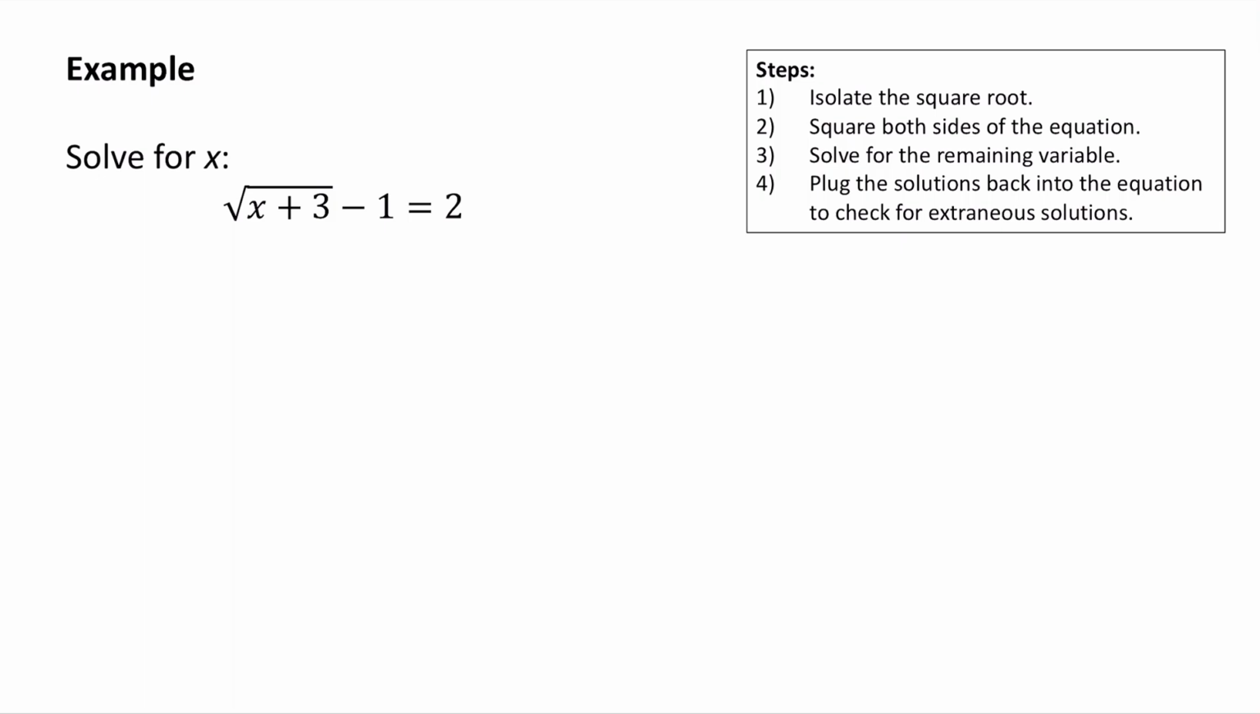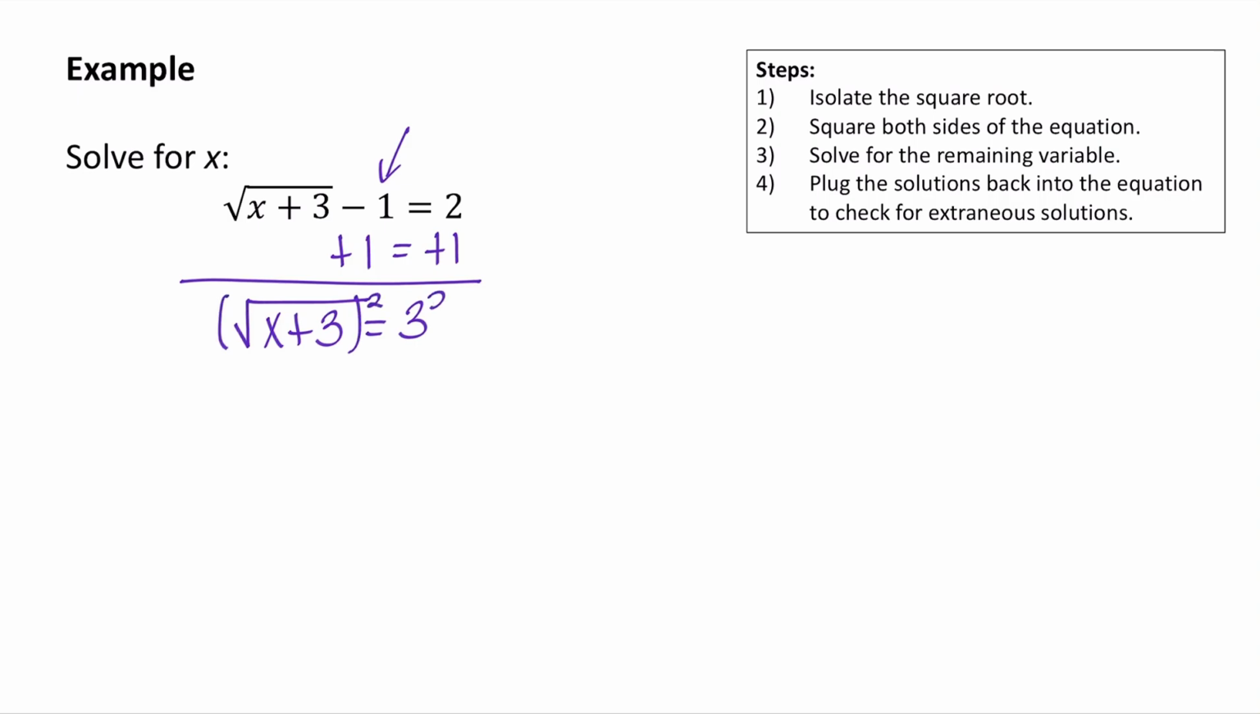Now let's try solving this equation for x. Notice that in this problem, the square root is not by itself. There's a minus 1 right here that we need to get rid of. So we're going to do the opposite and add 1 to both sides. When you add 1 to both sides, you get the square root of x plus 3 equals 2 plus 1, which is 3. Now we're going to square both sides.